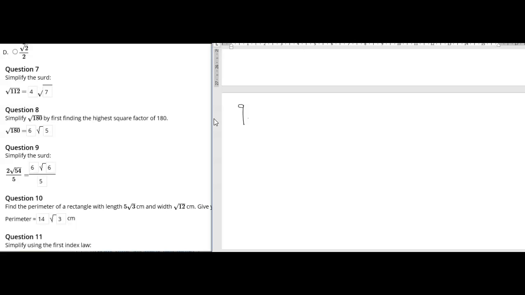Simplify the surd. So we've got 2 root 54. We need to simplify the square root of 54. It doesn't matter about this 2 and the 5 just yet. So I might just over this side focus on the square root of 54. What square number goes into 54? Oh, I know 9 does. 9 times 6.